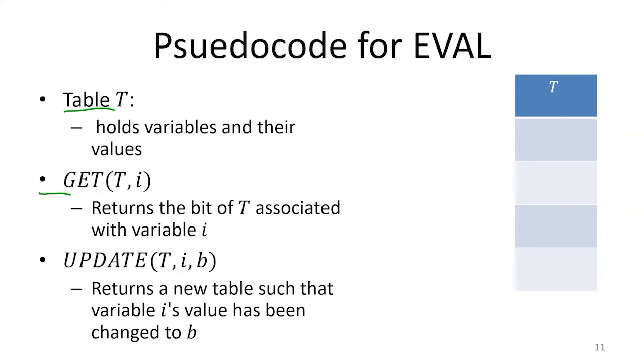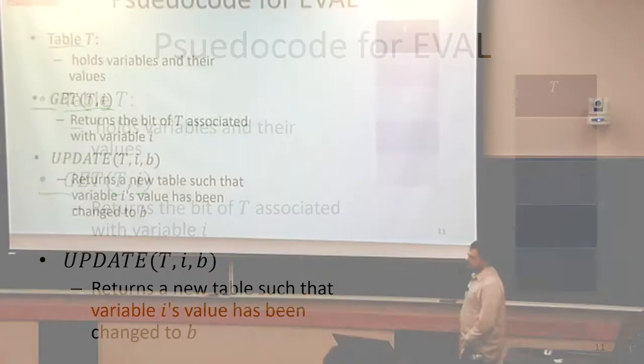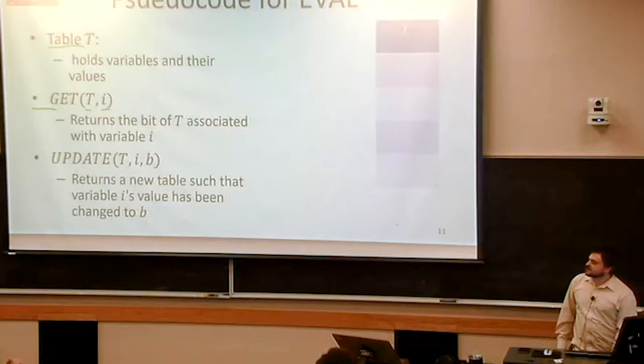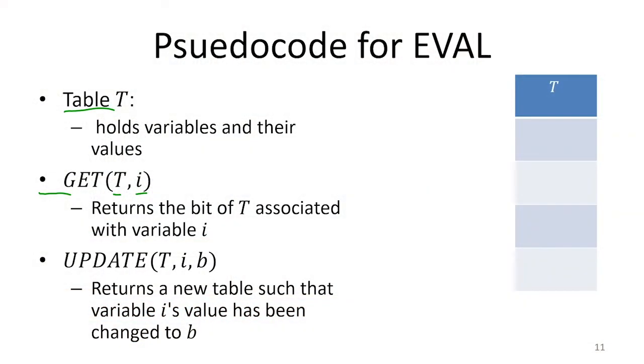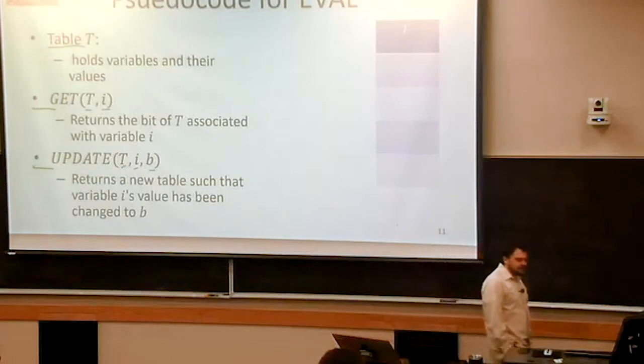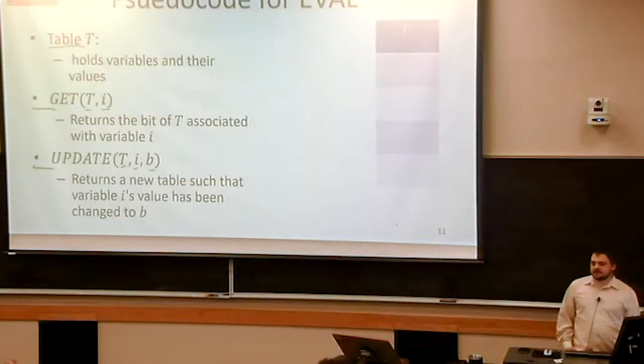What get does is it takes the table and an index, and it returns the value of the variable of that number. So it gets the table and the number, and it says, here's the value that the variable you numbered has. And then I'm going to have update. Like get, we give it the table and an index, but then we're also going to give it a single bit b, a value b. And what update does is it gives basically a new table that is exactly the same as the old one, except variable i's value has been changed to be equal to b.